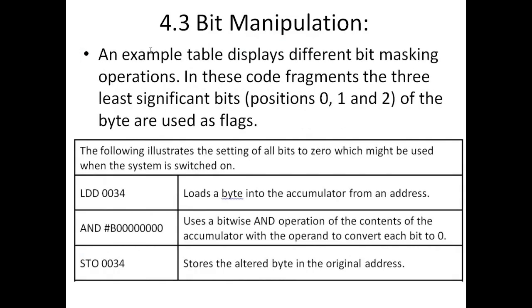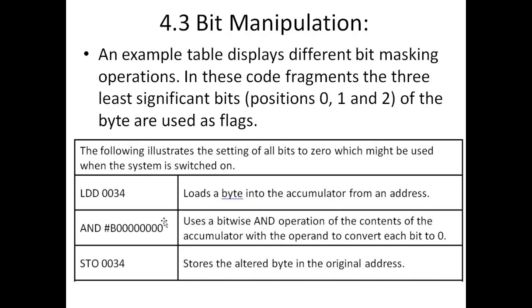For example, an example table displays different bit masking operations. In these code fragments, the three least significant bits, position 0, 1, and 2 of the byte, are used as flags. The following illustrates the settings of all bits to 0, which might be used when the system is switched on.